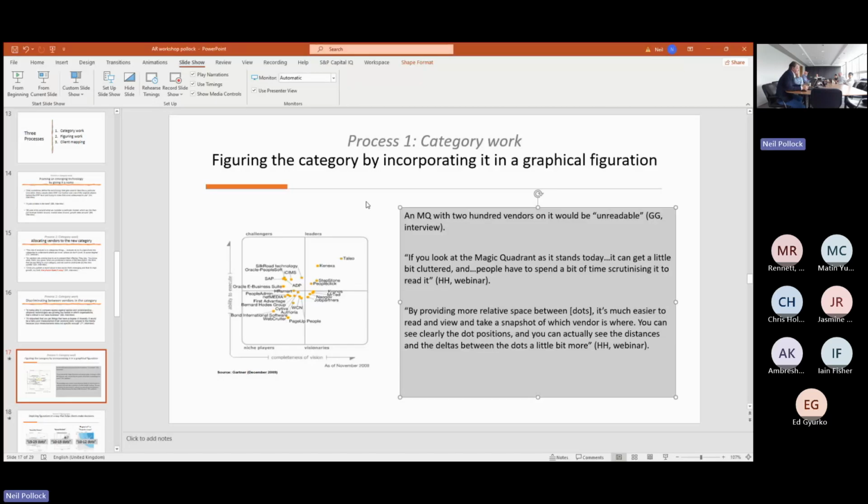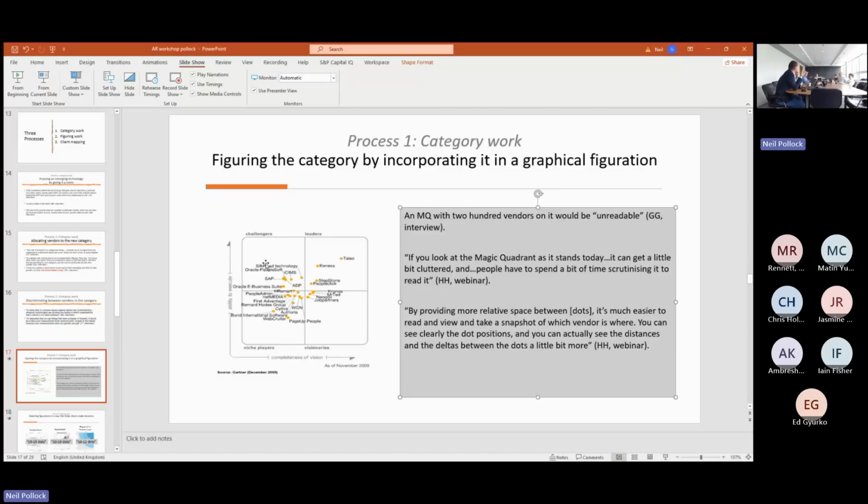The interviewees began to talk in these terms, and they talked about the fact that Magic Quadrants can be cluttered, and the client can't make sense of it if there's too many vendors on it. So what they want to do is present interesting and readable pictures to their clients. And it goes back to when we interviewed Gideon Gartner.